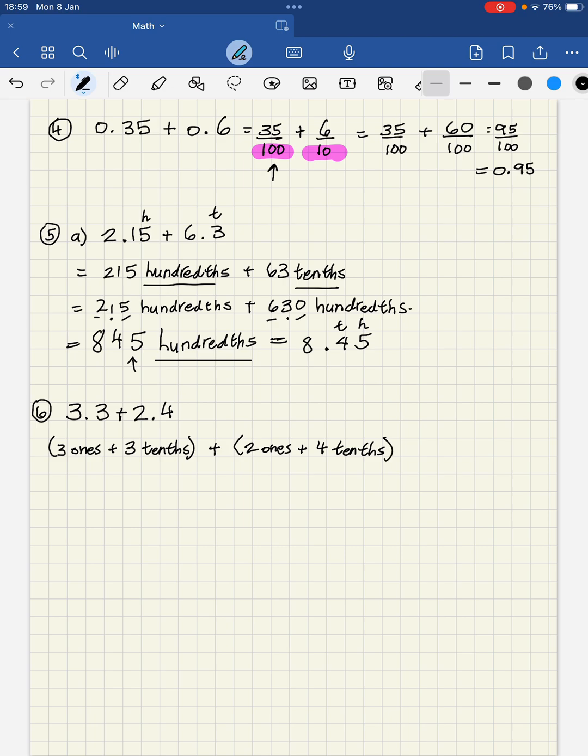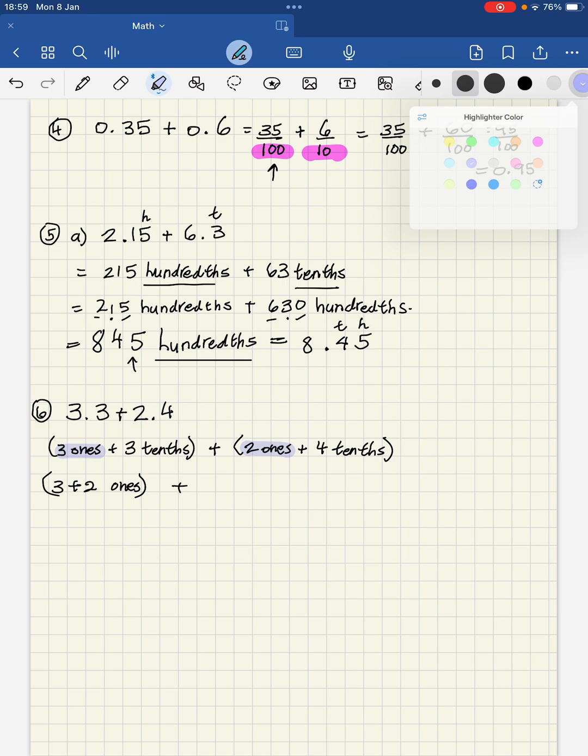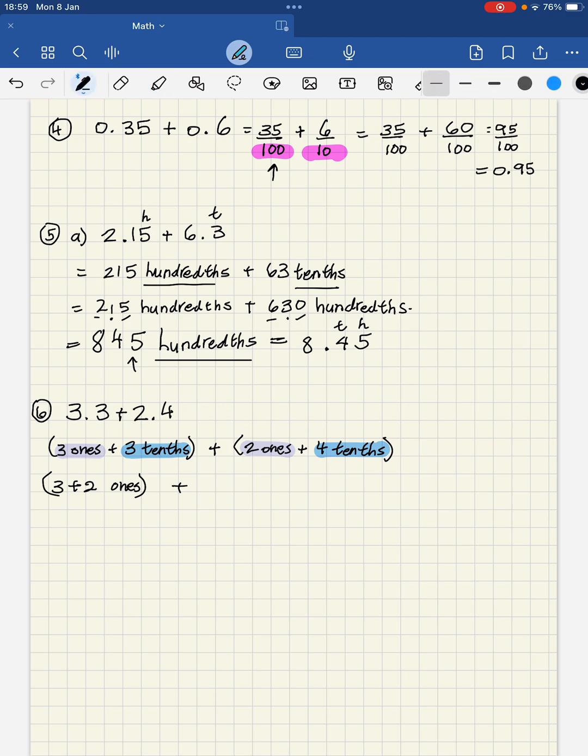Okay, so we're going to put our ones together, and let's use a different color. So we got 3 ones plus 2 ones, plus our tenths. Use a different color to show tenths. 3/10 plus 4/10, which means 3 plus 4 tenths. So in the end, the answer will be how many ones? Well, we've got 5 ones. And we've got 7/10. Now you can write that as a decimal.